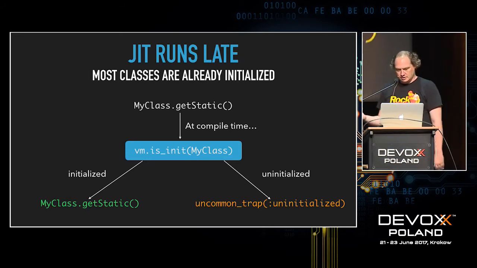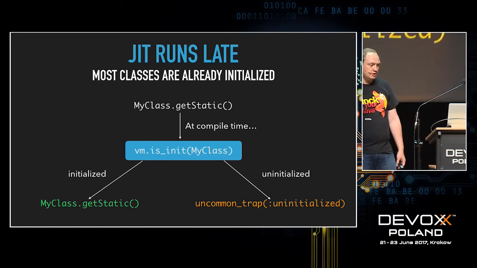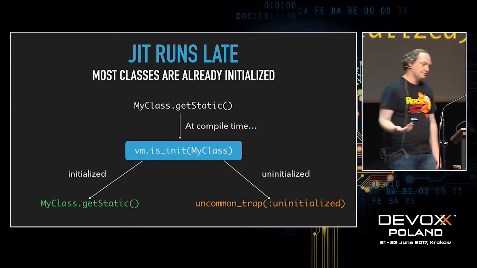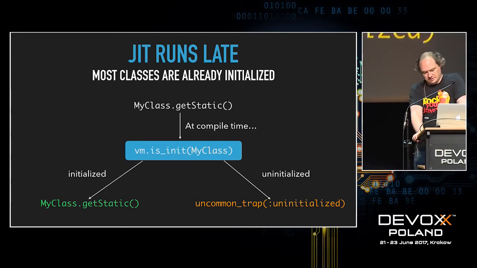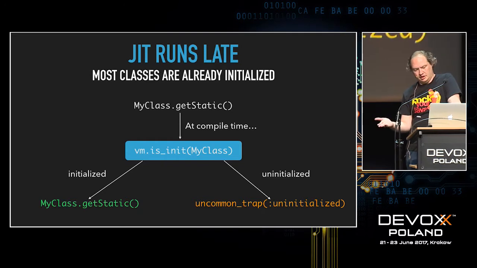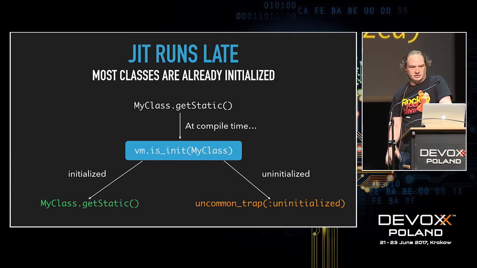By the time the just-in-time compiler runs, most classes have already been initialized. Most. Usually, if I've got a call to my class get static inside of that code, it's already been initialized, or I just haven't been using it. And so at compile time, we can say, hey, VM, is the class initialized? Great. I don't have to worry about it anymore. Just call the method. No overhead. If it's not initialized, oh, well, that's the interpreter's problem. And so we can get rid of this overhead, and we can actually just not produce that code.